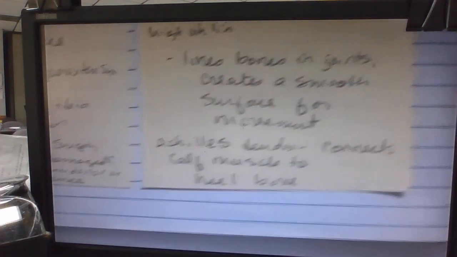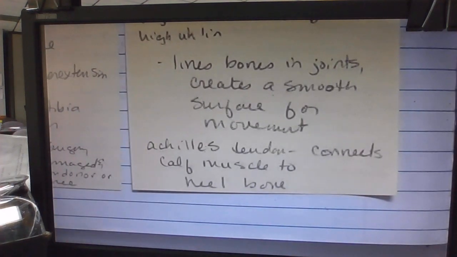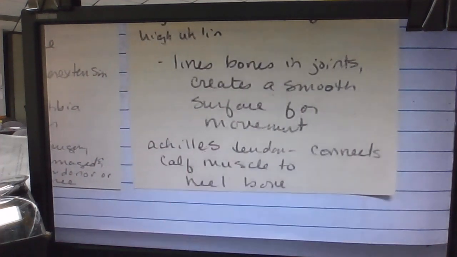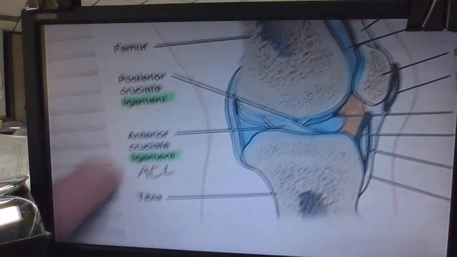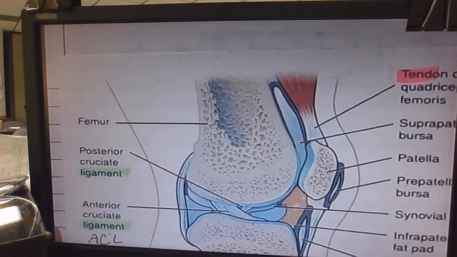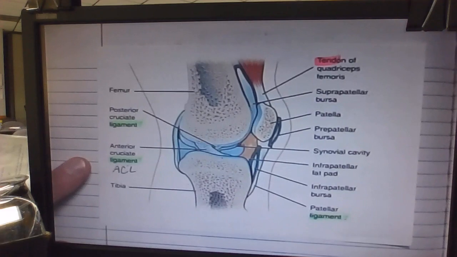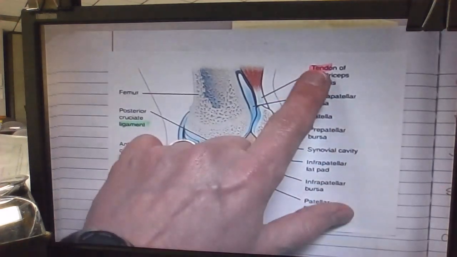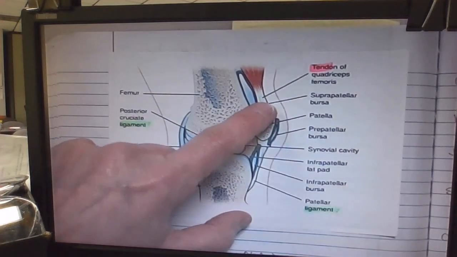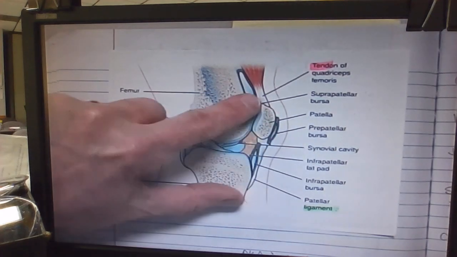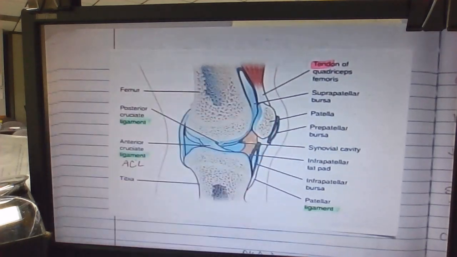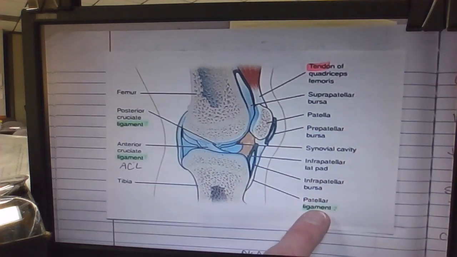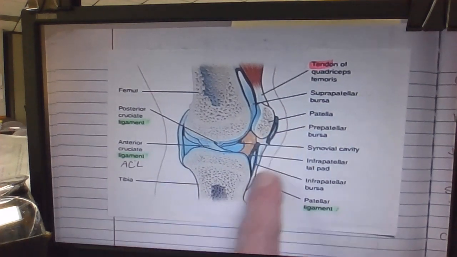And so just some other information, your Achilles tendon, that's connecting the calf muscle to your heel bone. That's a tendon that you're probably familiar with. The ACL, and that's what this picture up here has. So here's an example of a tendon because it's attaching muscle to the bone. So this is a tendon attaching that muscle to that bone. Here is a ligament attaching bone to bone.